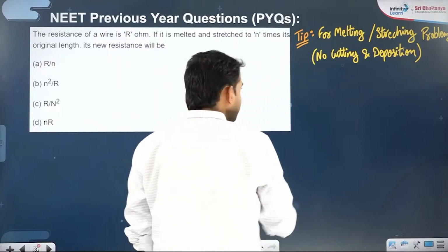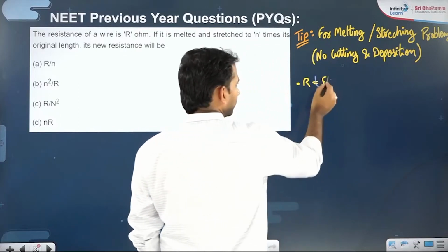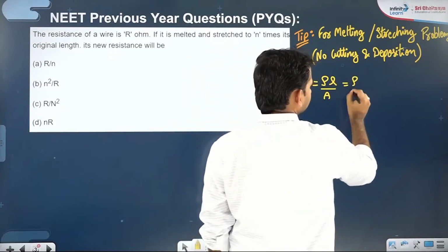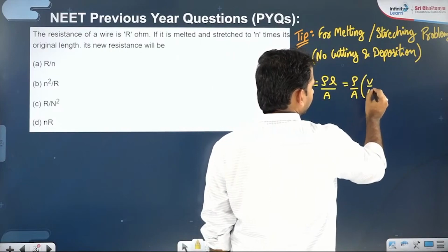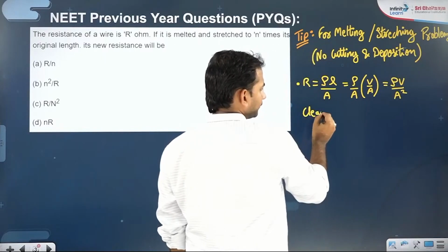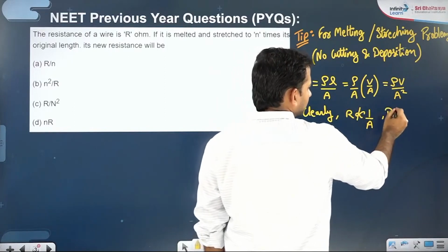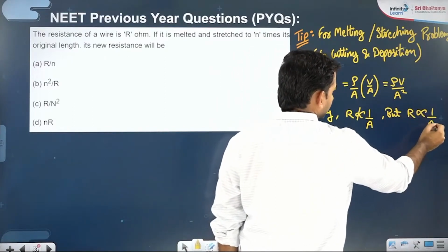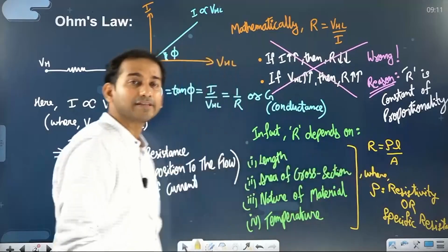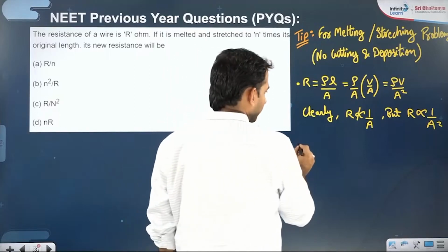And what is the tip? We will say resistance, which can be written as rho L by A. So naturally, L can be written as volume by area. So that will be rho V by A square. So clearly you can say the resistance is not inversely proportional to A, but inversely proportional to A square. Generally resistance is inversely proportional to A, but here for these type of problems, resistance is inversely proportional to A square.